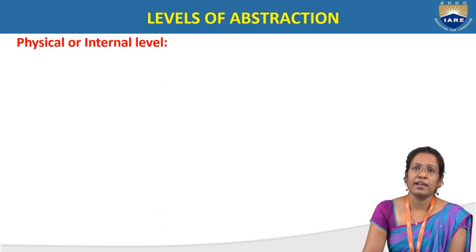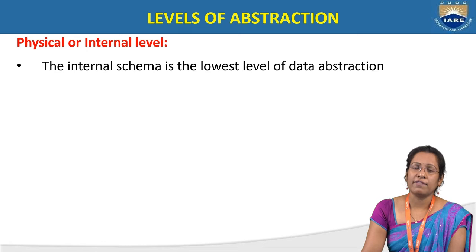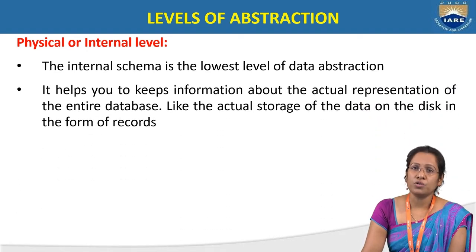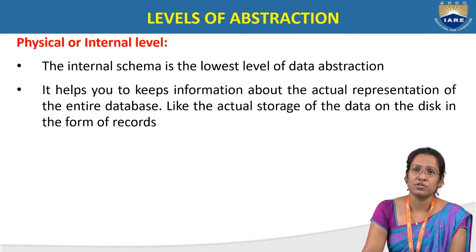So the next and final level is called the physical level or internal level, and it is the last level of abstraction, which is also called the physical schema or internal schema. This level will totally focus on how to store the information, nothing but information about the actual representation of the entire database. Internally, the internal storage of data on the disk will be in the form of records. So the physical level takes care of the stored records, how data will be stored.